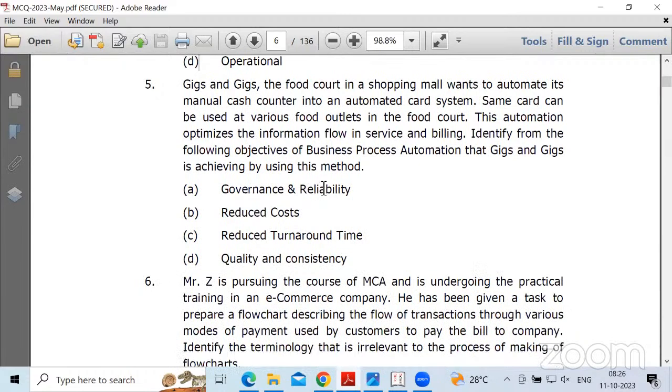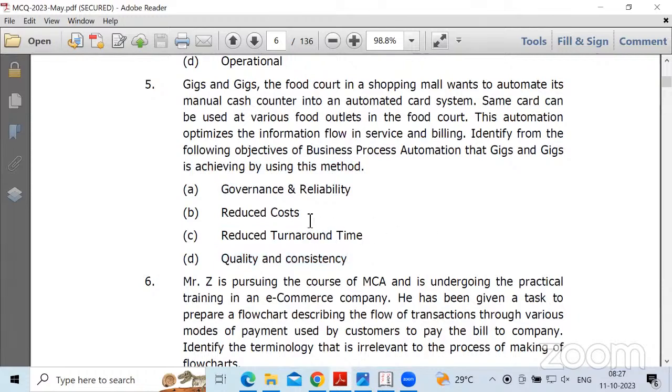Next, Gigs and Gags, the food court in shopping mall wants to automate its manual cash counter into an automated card system. Same card can be used at various food courts. This automation optimizes the information flow in service and billing. That means you can use the same card for services available at the food court. Identify from the following objectives of the business process automation that Gigs and Gags is achieving by the method. Governance and reliability, reduce cost, reduce turnaround time, quality and consistency.